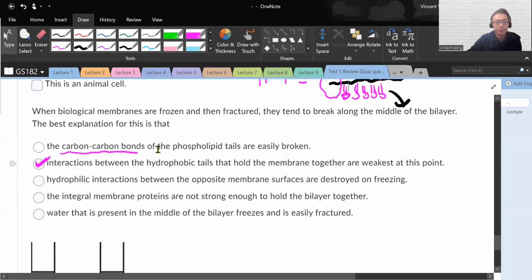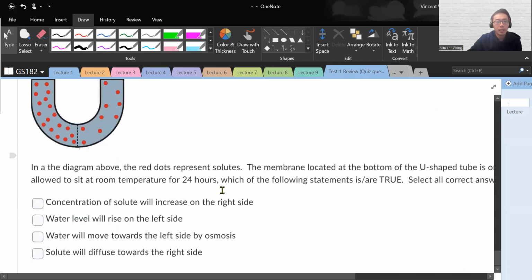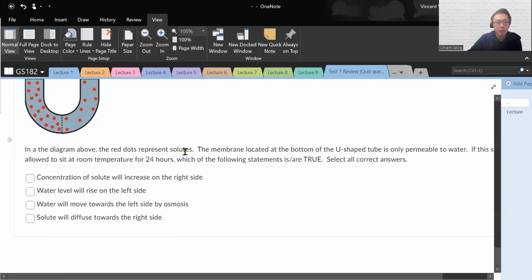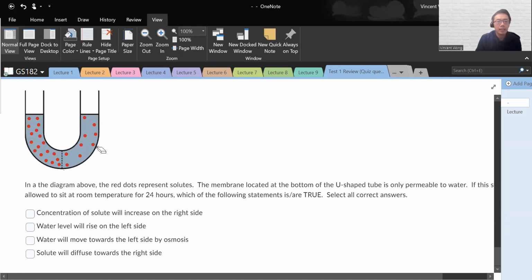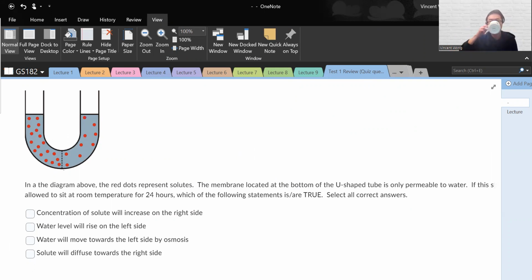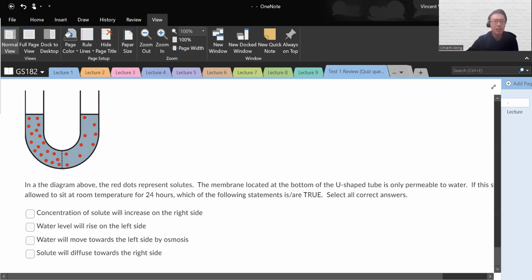All right. This one, we spent quite a bit of time talking about in class, but let's go through it again. First of all, even without reading any of these answers, you have to think about which way the water will move. By now, you should have a good idea. Which way does the water move, to the left or to the right? To the left. It's going to go to the side that is more concentrated.